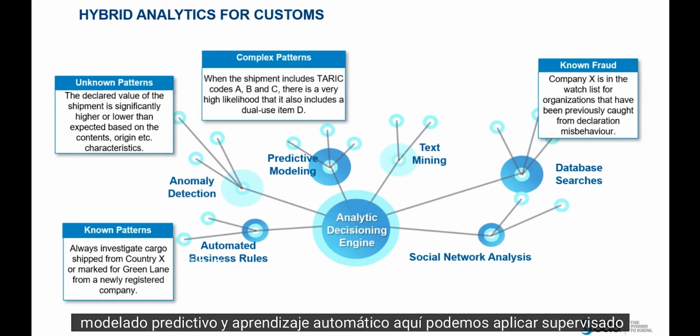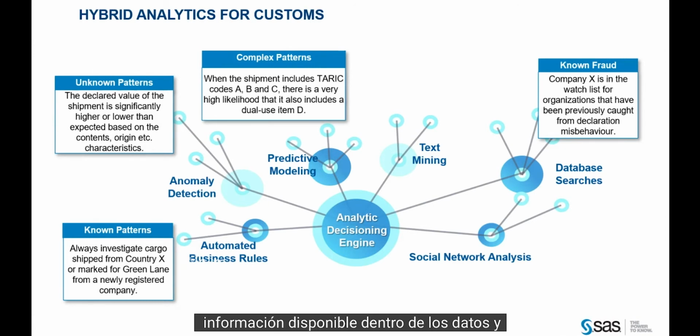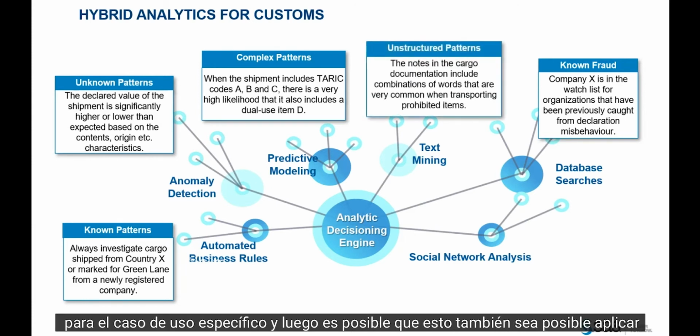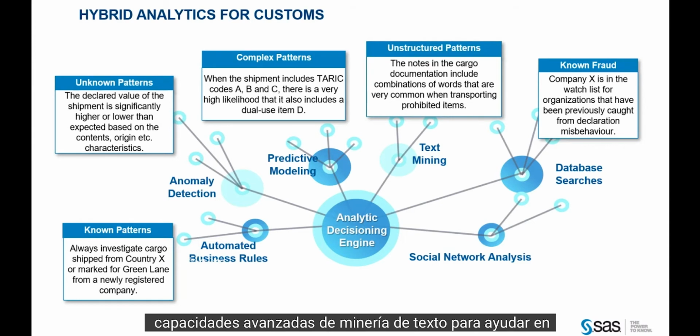Then we have predictive modeling and machine learning. Here we can apply supervised, semi-supervised, or unsupervised models, depending on the information available within the data and the specific use case. And then it is also possible to apply advanced text mining capabilities to help in understanding information and detecting suspicious patterns.